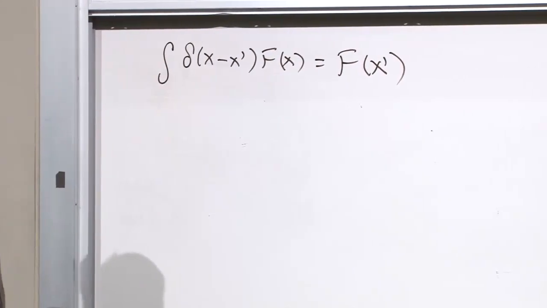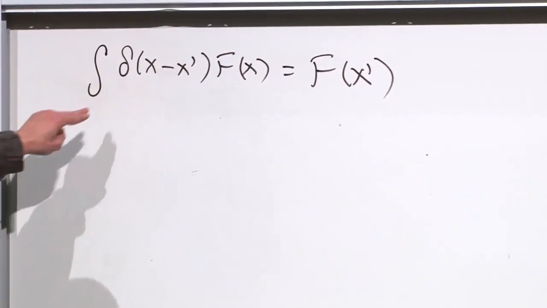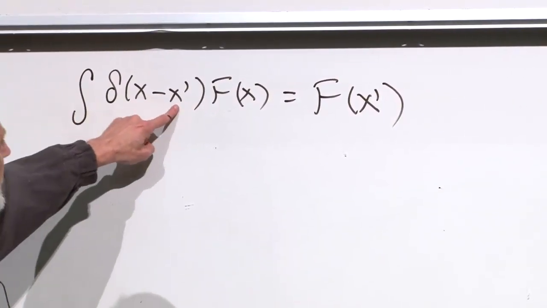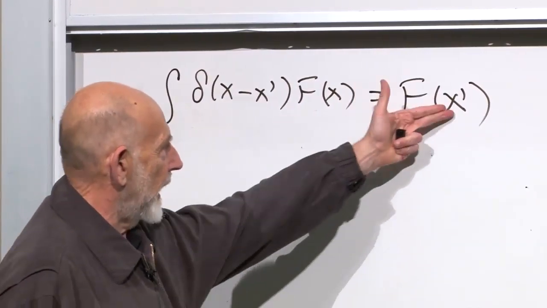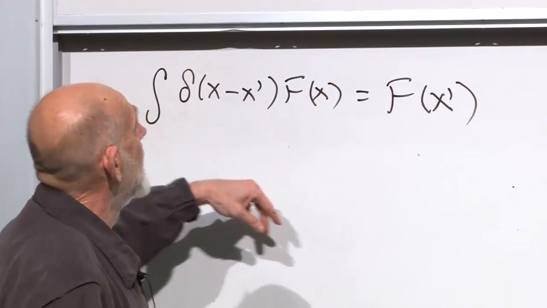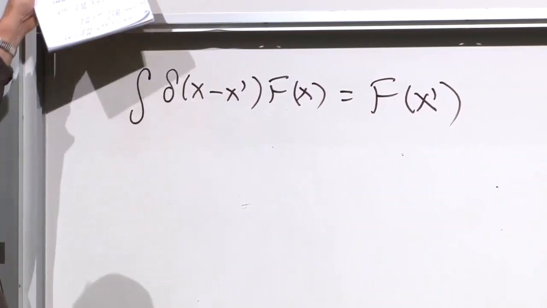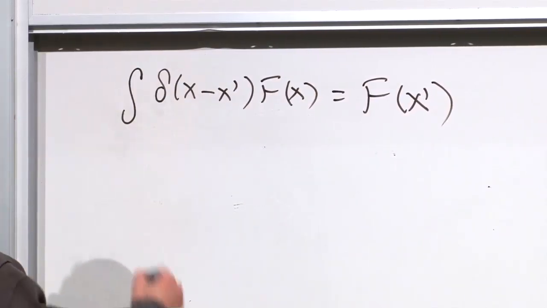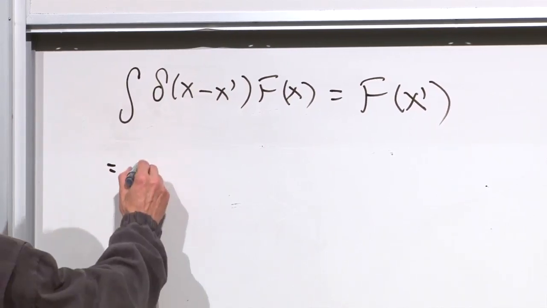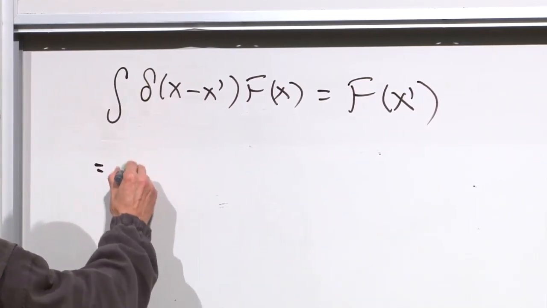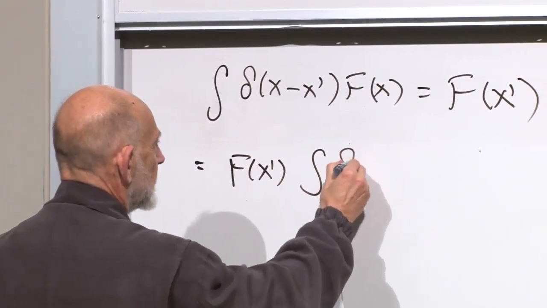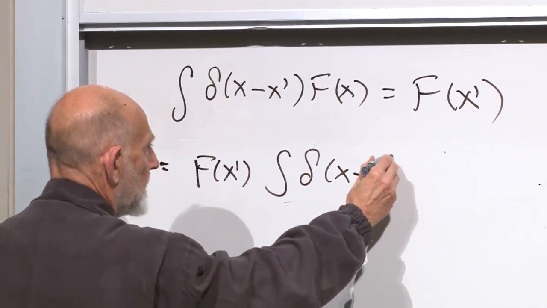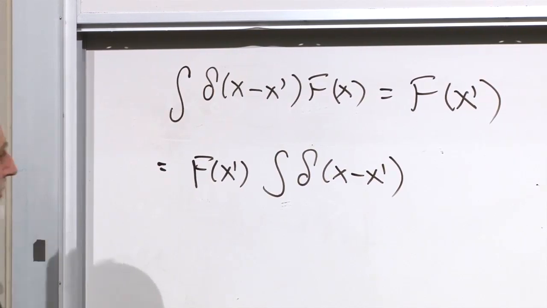Now, you see it in two ways. One is that you can say, look, the delta function is only non-zero when x is equal to x prime, and so it picks out the value x prime in f of x. Or you can just use property number one to rewrite this in the form f of x prime integral delta of x minus x prime dx.